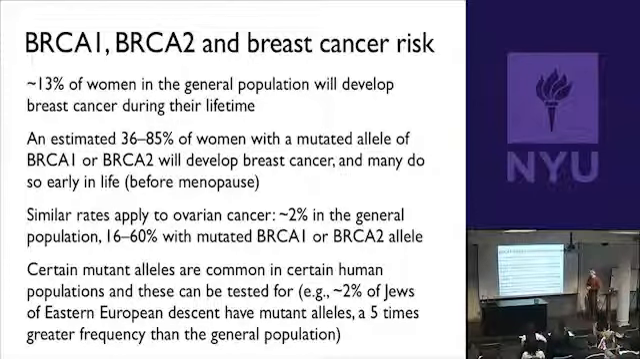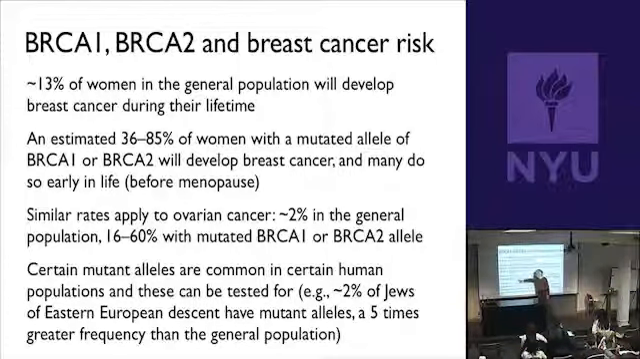Okay? These are inherited as dominant disease alleles, so it just takes one bad copy of either one of these genes to increase your risk. Another way of saying that is that the carrier frequency is identical to the disease frequency, right? The carrier frequency is the same as being at this increased risk for the disease. Similar rates apply to ovarian cancer, which has related causes to breast cancer. Okay, ovarian cancer is more rare; it's only about 2% in the general population. But with a mutated allele of either this gene or this gene, it goes up to 16 to 60%.